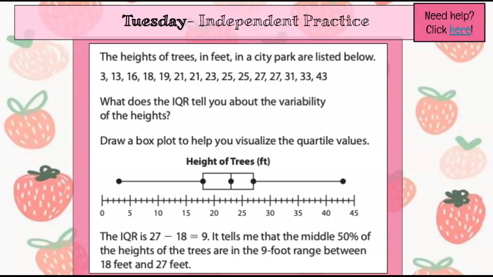So now that we've looked at that and we know how they made the box and whisker plot, how do we find the IQR? Well, we take the end of the box and we subtract the beginning of the box. So we subtract quartile 3 and quartile 1. So quartile 3 is 27, quartile 1 is 18. So we get an IQR or an interquartile range of 9. So this tells us that the middle 50% of heights of the trees are in a 9-foot range between 18 feet and 27 feet.